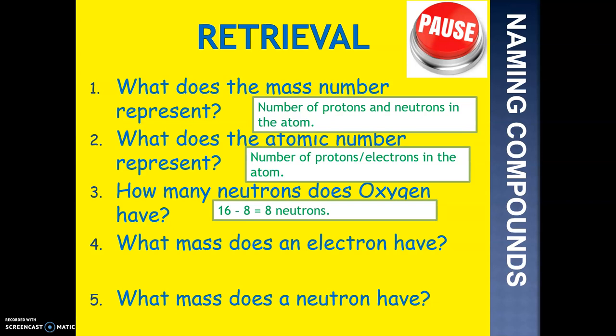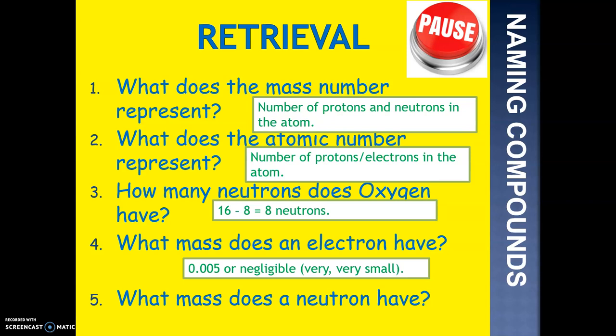Number 4, what mass does an electron have? So its mass is 0.005 or negligible. That means it's very, very small, so almost nothing. It's there, but it's very, very small. And what mass does a neutron have? Simply put, just 1. So give yourself a mark out of 5. You've got 5, excellent. 4, well done. 3, good. 2 and 1, need to improve on that.